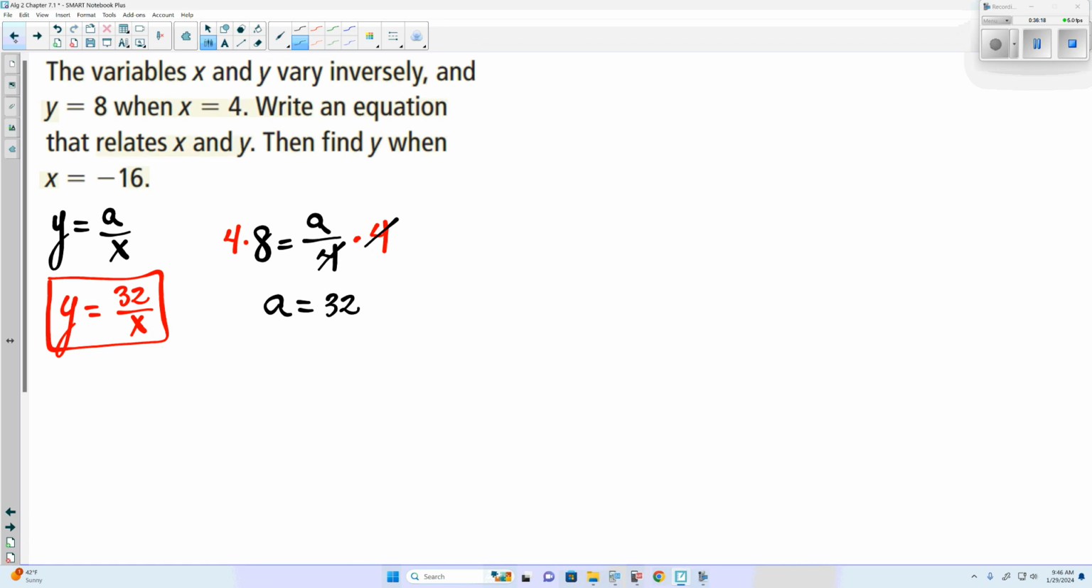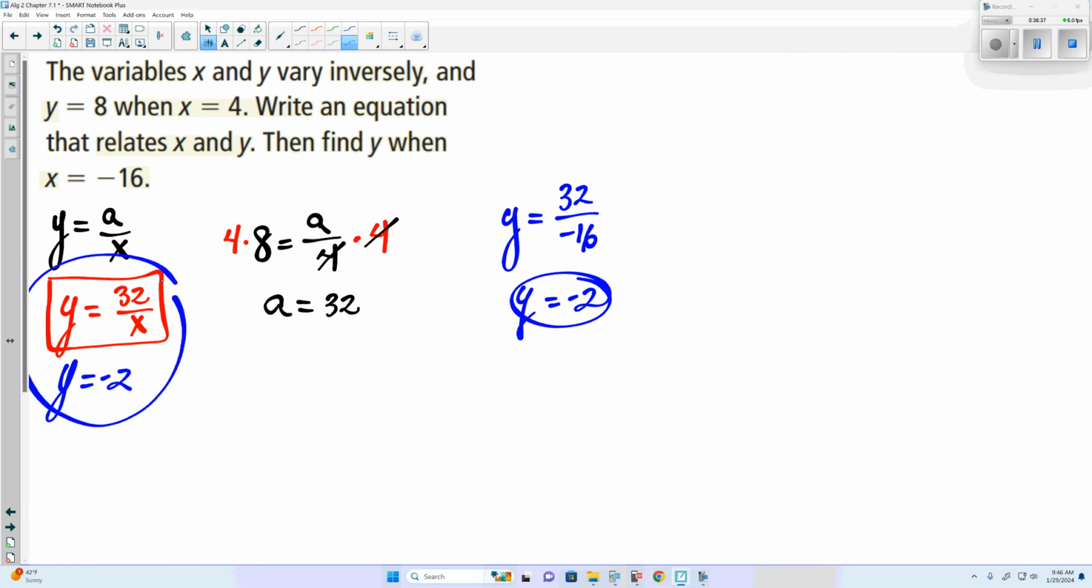I was so quick to jump to it, we never finished this one. Because we got the equation, we just didn't find y when x is negative 16. So 32 over negative 16. So y is indeed negative 2. So it's just plugging it in and solving.